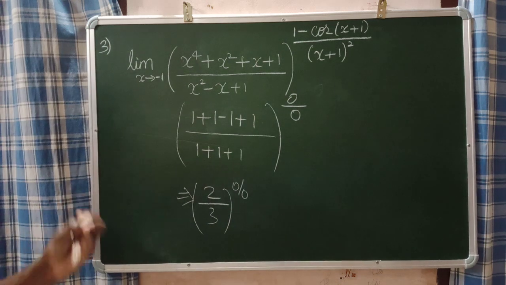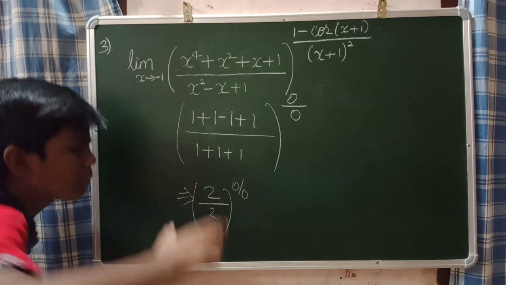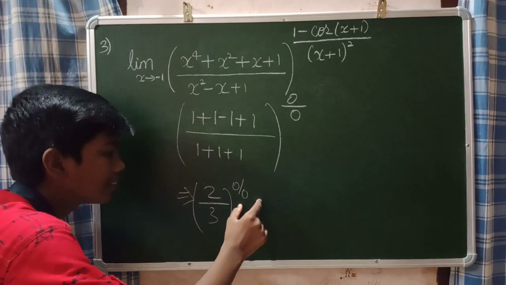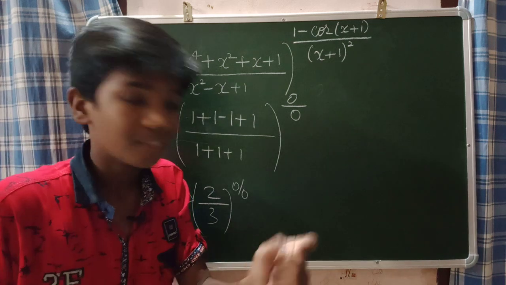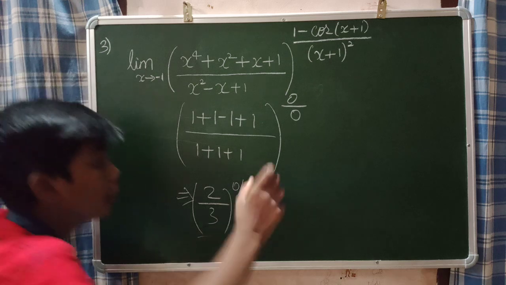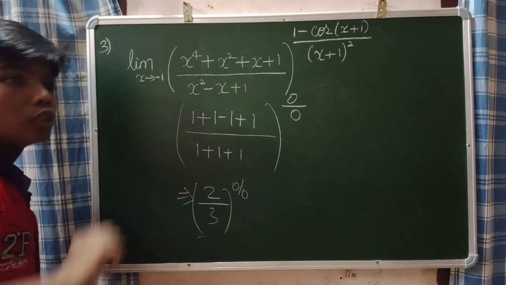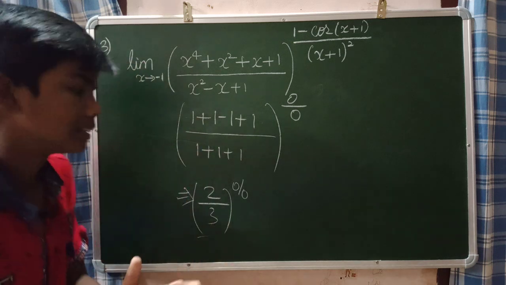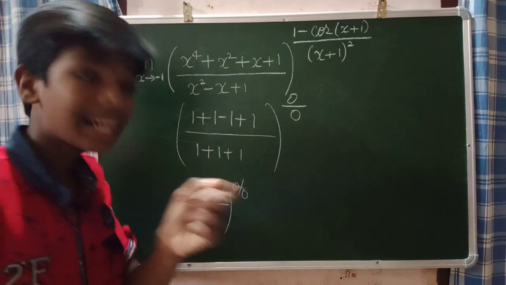Now guys, watch it carefully. You can see that we have no problem in our base, but we have a problem in our power only. We have no problem in our base because we have a finite number, a finite fraction, which is 2 by 3. But our power is not like that. It is an indeterminate form. So the best way to solve the power is to put the limit on the power.